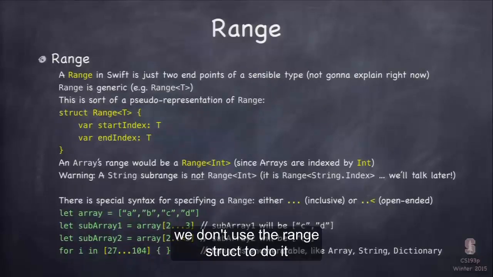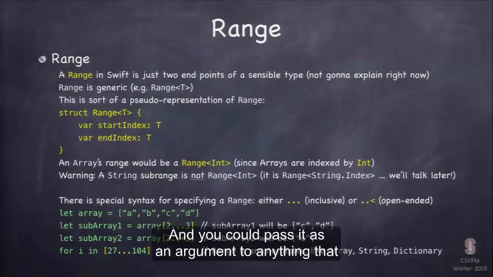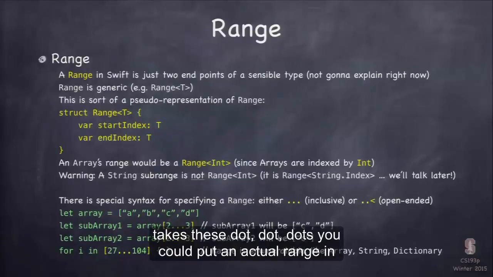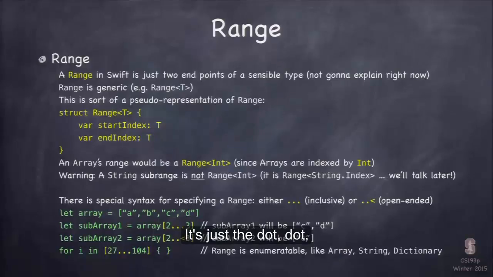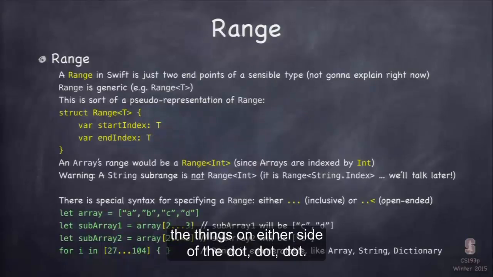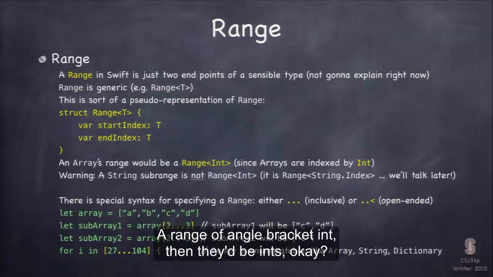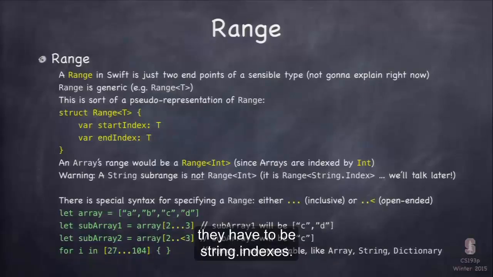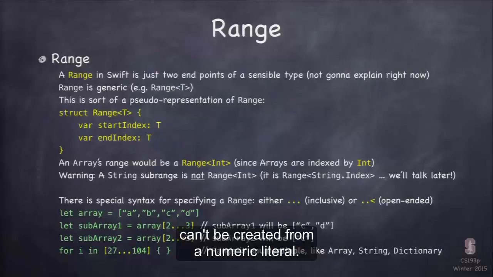99% of the time we don't use the range struct to do it, although you could create a range struct and pass it as an argument to anything that takes these dot dot dots. You could put an actual range in there as well. They're the same thing. The dot dot dots are just syntax to create that range for you. The things on either side of the dot dot dot depend on what kind of range you're creating. If it's a Range of Int, then they'd be ints, but if you're doing a string, they have to be String.Index values. That's a little harder to create because a String.Index can't be created from a numeric literal. You have to create it programmatically, so we'll talk about that in about 10 slides or so.